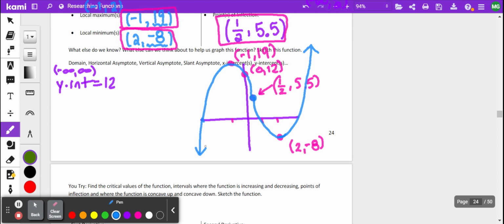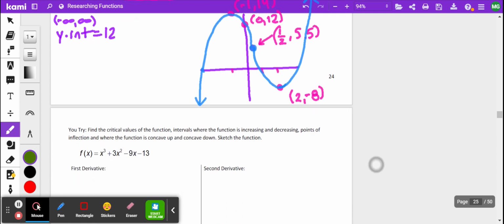Okay, so we could have been a little bit more accurate if we had calculated the zeros of the function. We could have been a little bit more accurate, but I think that was plenty for right now. So we did all that just from prior knowledge about functions and from first and second derivative.